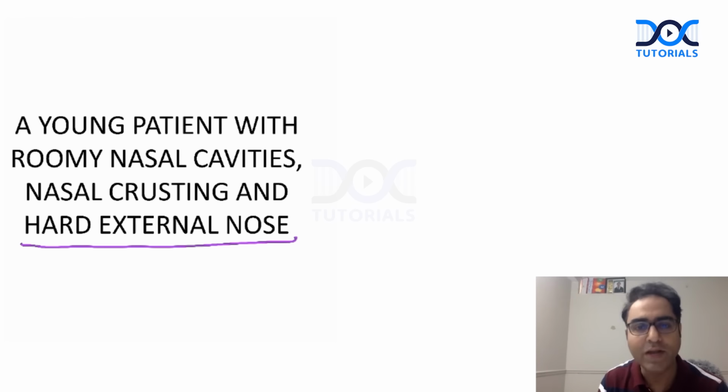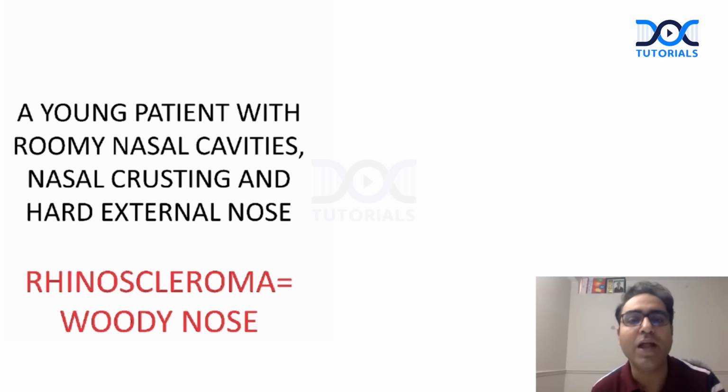Guys, if you remember, rhinoscleroma or woody nose is caused by Klebsiella rhinoscleromatis. It is more common in North India like Uttar Pradesh and Rajasthan, and it has 3 stages. The first stage is the atrophic stage, resembling atrophic rhinitis. The second is the granulomatous stage, which leads to a hard external nose, which is why it is called woody nose. And third is the stage of fibrosis.